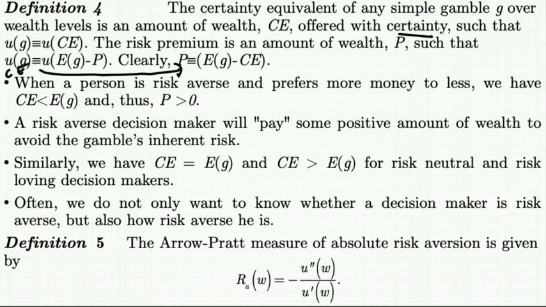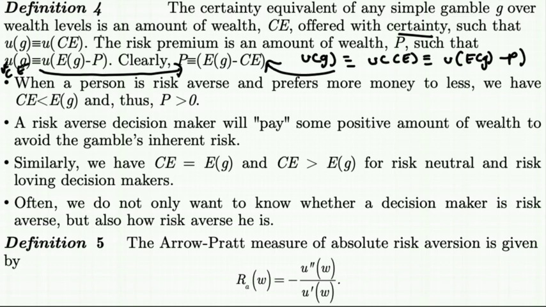Okay, UCE. So what I mean is this. UG is identical to UCE, identical to UEG minus P. You get me? So it's very clear that from this we can imply this as well, isn't it? Because EG minus P is CE, therefore P is EG minus CE. Is it clear? Okay.